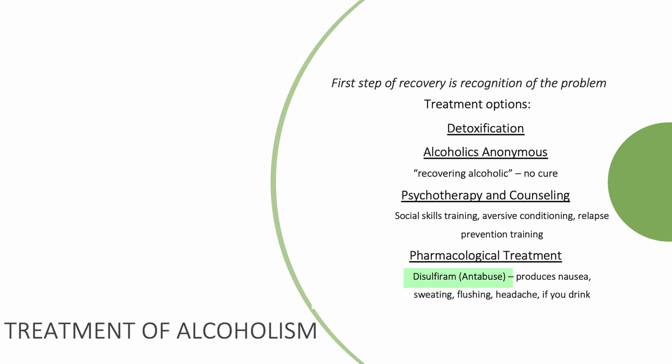Disulfiram or Antabuse is a medication that inhibits the enzyme that converts ethanol into acetaldehyde. And when acetaldehyde builds up in the bloodstream, it causes nausea, sweating, flushing, vomiting. So people who are taking this medication, if they drink alcohol, they're going to get very sick.